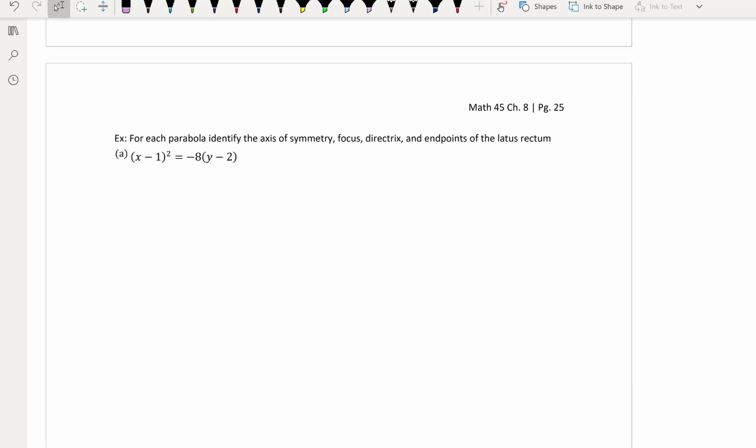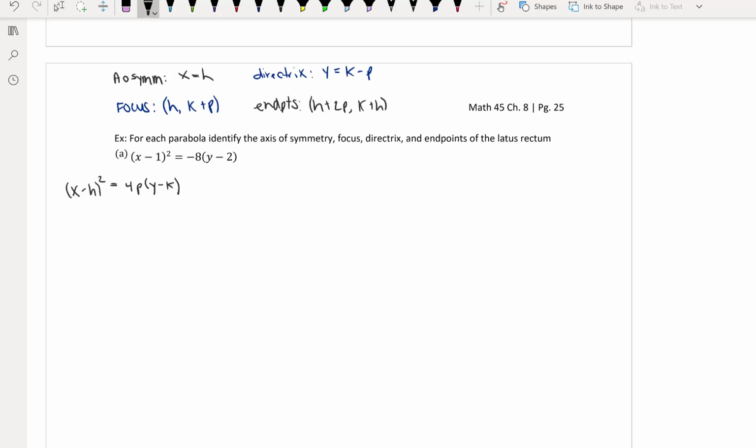So let's look at this first example. For each parabola, identify the axis of symmetry, the foci, the directrix, and the endpoints. So I have (x minus 1) squared is equal to negative 8(y minus 2). For this particular equation, I'm going to be looking at my chart. I'm going to go ahead and write down the general information that I need to save you guys some time. So I went ahead and copied down the information from the previous page. I wrote down the axis of symmetry, the foci, the directrix, the endpoints, and the general equation. This is really going to help us to figure out these problems.